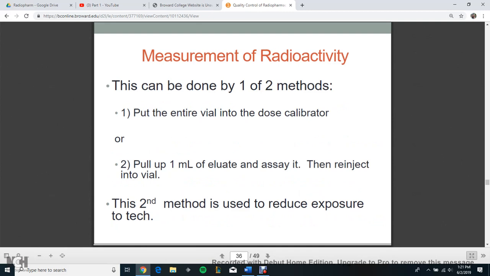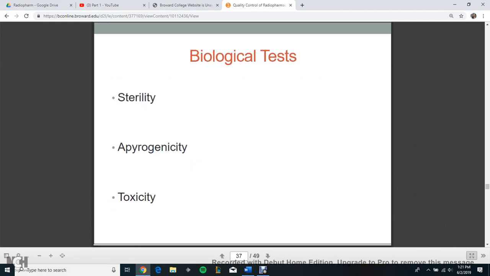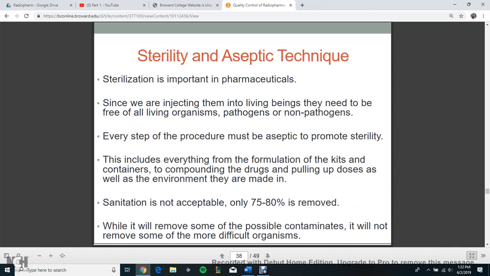Measurement of radioactivity. This can be done by one of two methods. 1. Put the entire vial into the dose calibrator. 2. Pull up 1 ml of the eluate in an assay, then re-inject into the vial. This second method is used to reduce exposure to the technologist. Biological tests: sterility, apyrogenicity, toxicity.